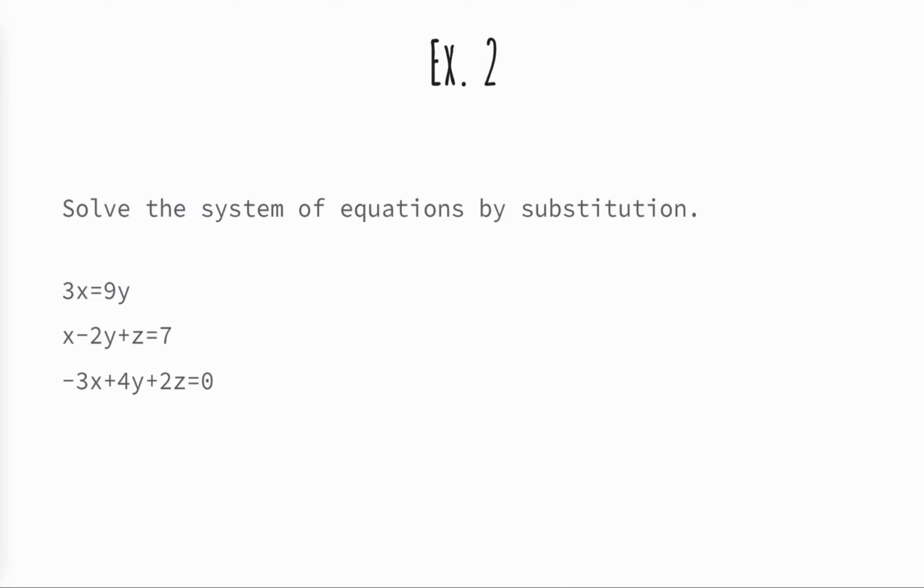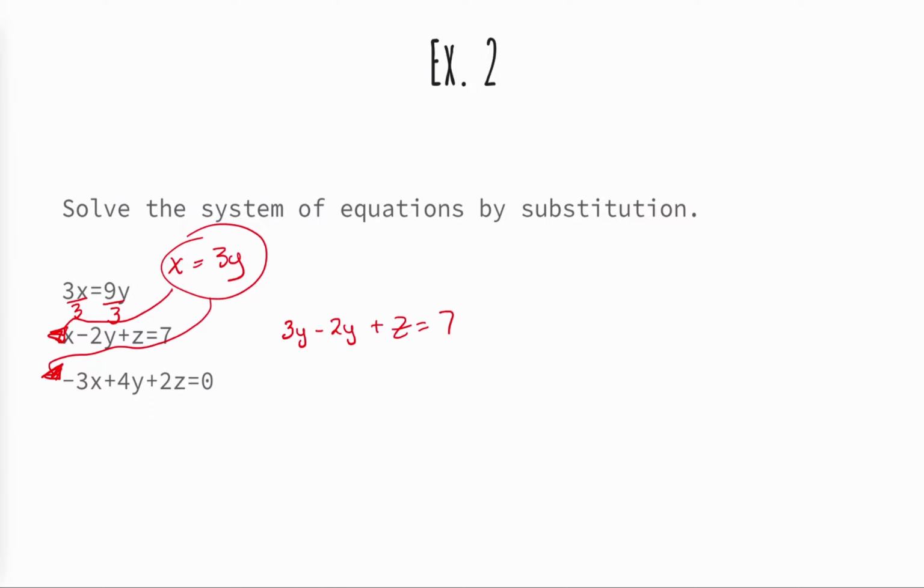And we can also do this by substitution, if we can get one variable by itself. So 3x equals 9y, very easy to divide that by 3 and make that x equals 3y. Now we can plug that back in to both of the other equations, and that will give us a set of equations of y and z that we can solve. So this is 3y minus 2y plus z equals 7. And we're going to combine our like terms here and make this y plus z equals 7.